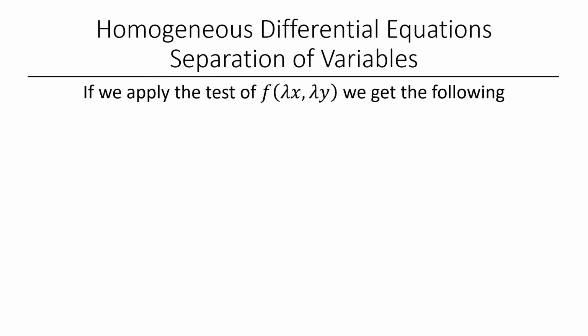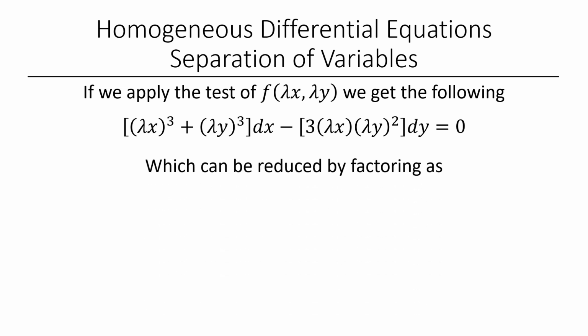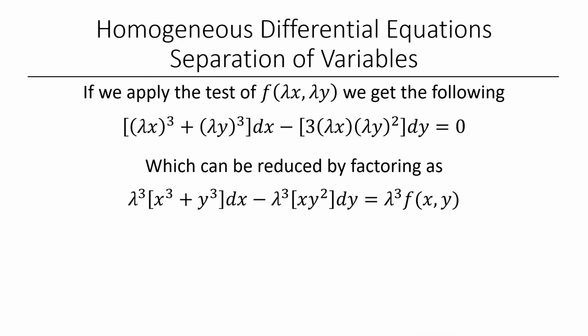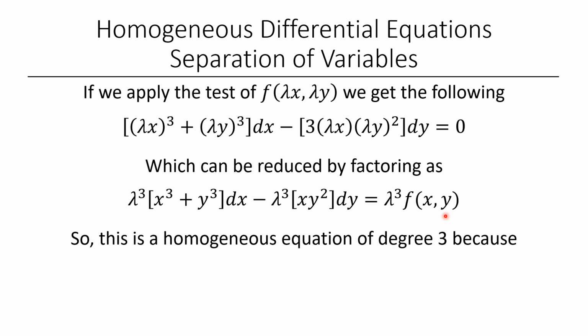To test for homogeneous properties, we simply apply the test of f(x, y), except we replace x and y with lambda x and lambda y. When we do that with our expression, we just replace the x's and y's with lambda x's and lambda y's. When we reduce this, we can factor out a lambda cubed, which works out to be lambda cubed times the original f(x, y). That tells us this equation is homogeneous, and because the power of lambda is 3, the degree is 3. So this is our test for that.